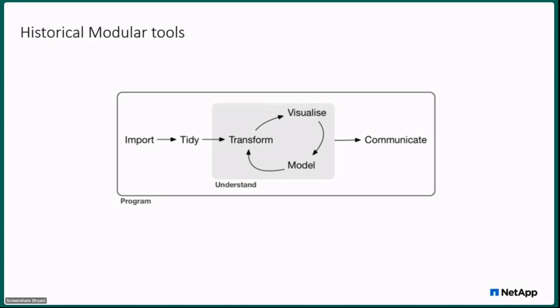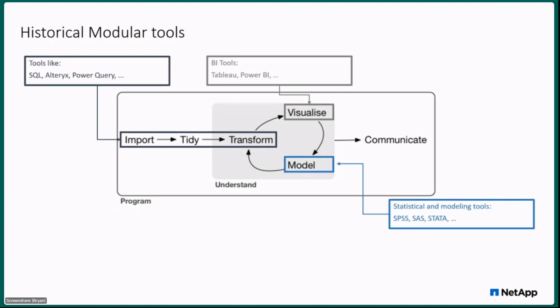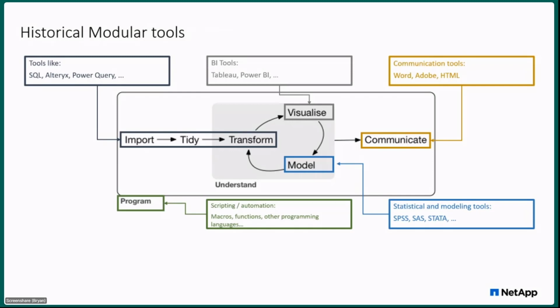So if you think about it, historically, each of these steps was maybe handled more by modular tools. You might pull data in with something like SQL or Alteryx or Power Query. You could then use business intelligence tools for doing visualizations on those. And then you might use statistical or modeling tools for building models from these. And then you might use Word, Adobe, or other systems for building a report or communicating this out in some way. So these are some historical tools. Oh, and then I mentioned programming. Then you may write macros or functions or use other programming languages for this.